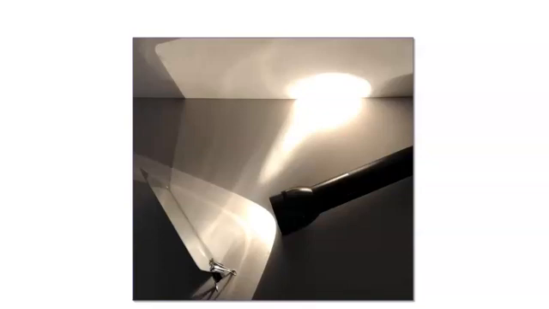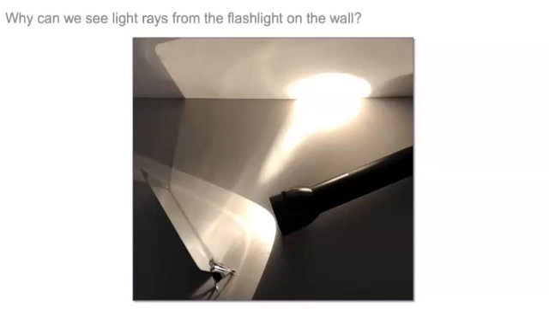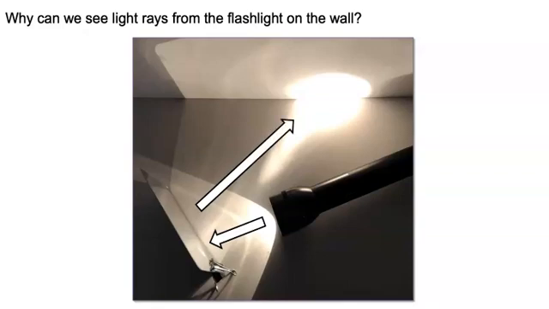Wow! Do you see that? Why can we see light rays from the flashlight on the wall? I think the light rays bounce off the mirror, then onto the wall. Do you agree? Light travels in a straight line to the mirror, and then it gets redirected to the wall.